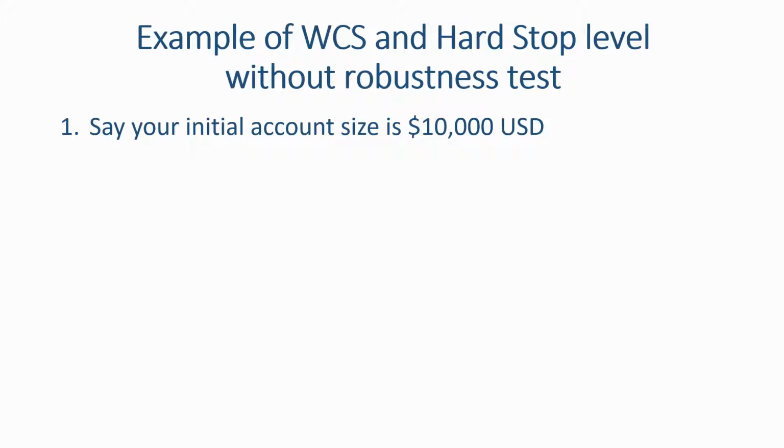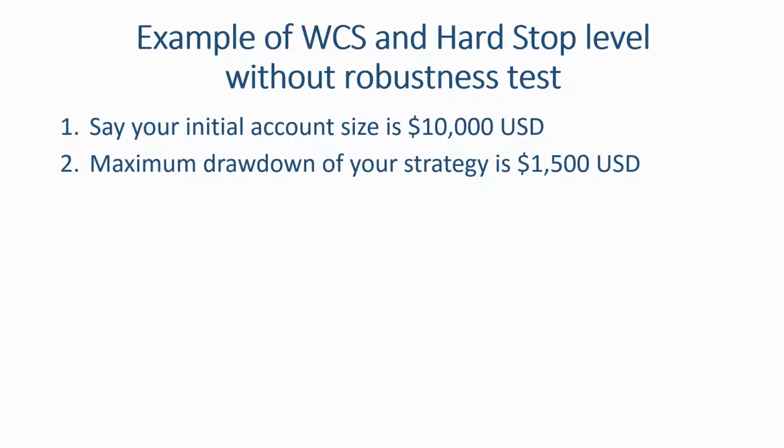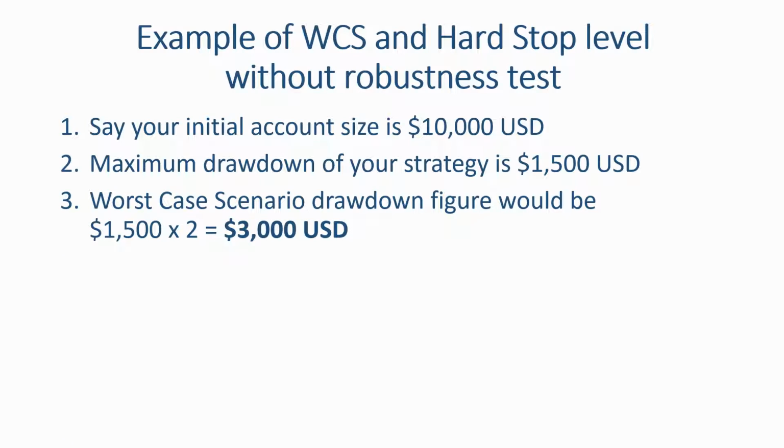So say your initial account is $10,000. You just look at what maximum drawdown the backtest of your trading strategy, or even better, your live trading account, with live trading history, if there is any, has. So in this example, we just use $1,500, and then we just multiply that by 2, which gives us $3,000, and that would be our worst case scenario drawdown. I would say this is quite an extreme figure, but you could multiply by 1.5, but I usually just use 2 in most cases just to be extra safe.